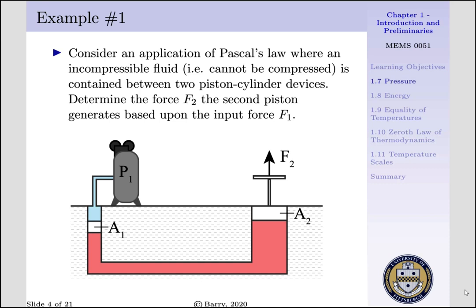Say we want to determine the force, F2, that the second piston generates based upon the input, F1. Now in the schematic below, we have an air compressor that is pressurizing air. This pressurized air is going to act on piston 1, which has an area A1, which is going to generate some force. There's going to be a pressure existing within our hydraulic fluid that then is acting on piston 2 that has area A2, that results in the generation of a force, F2.